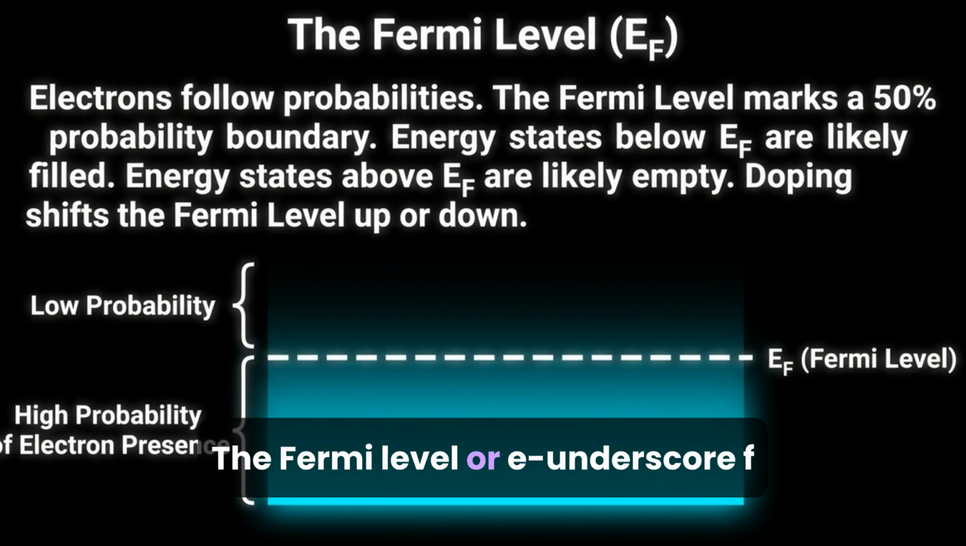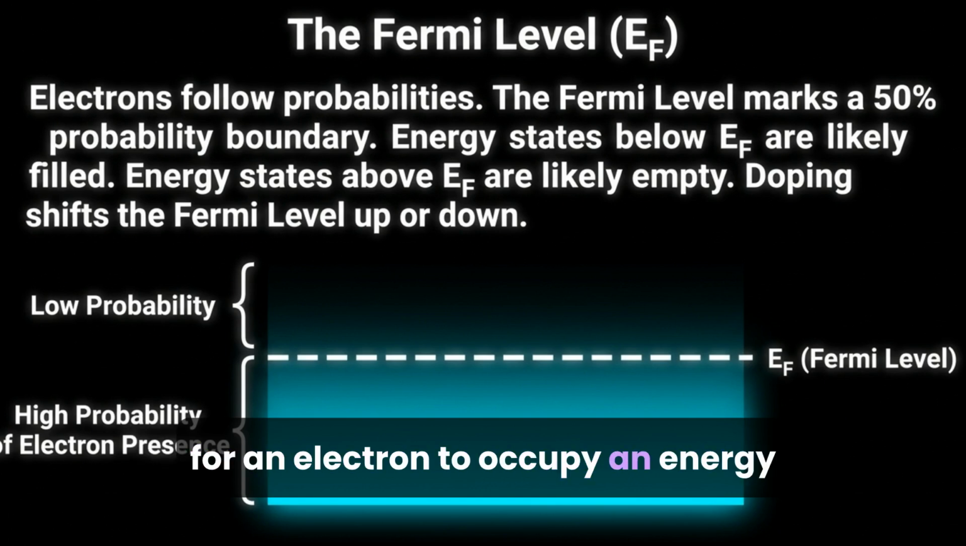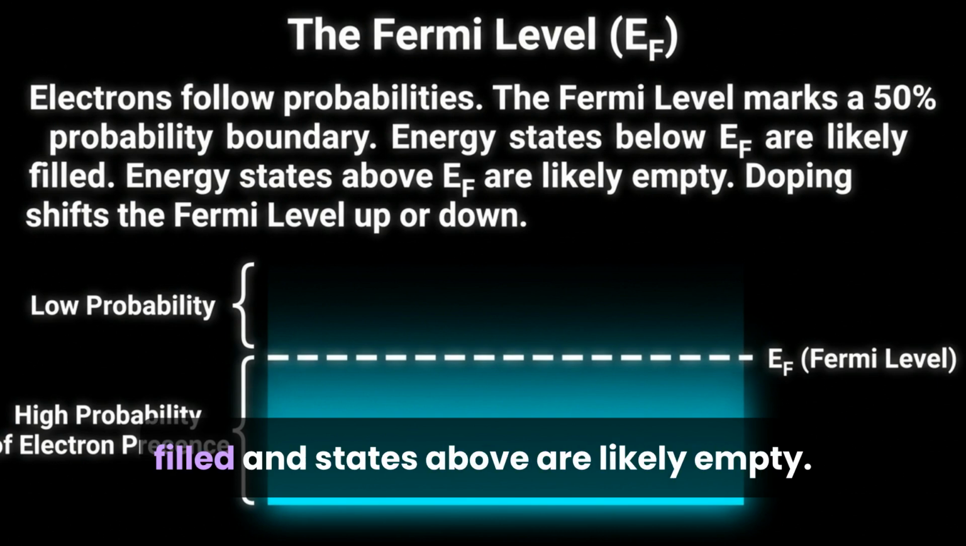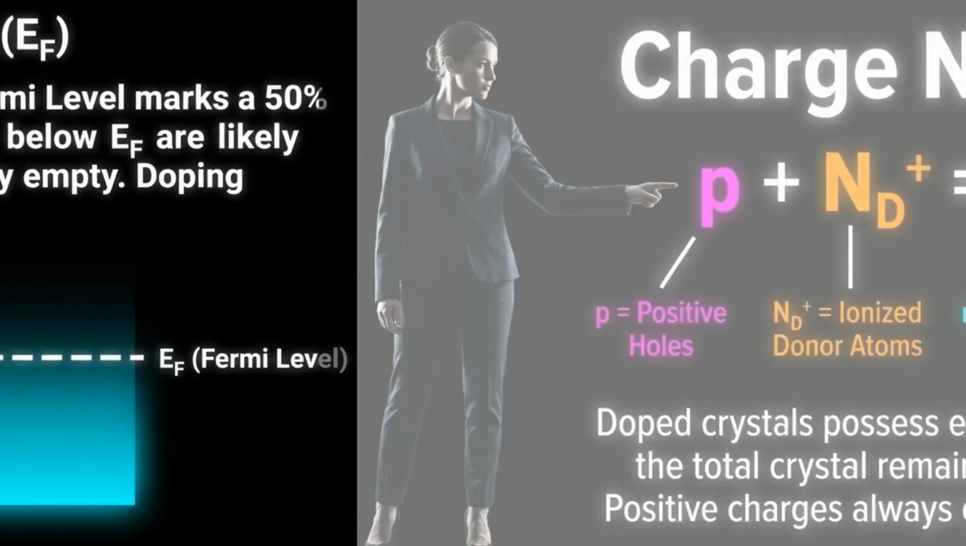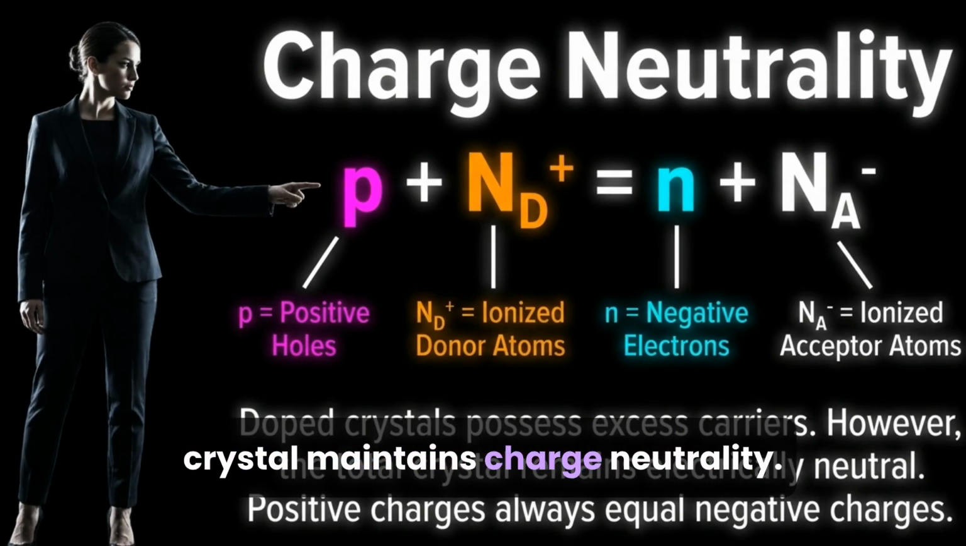The Fermi level, or E_F, represents the 50% probability boundary for an electron to occupy an energy state. States below E_F are likely filled, and states above are likely empty. Doping shifts this level. Despite having excess carriers, a doped crystal maintains charge neutrality.